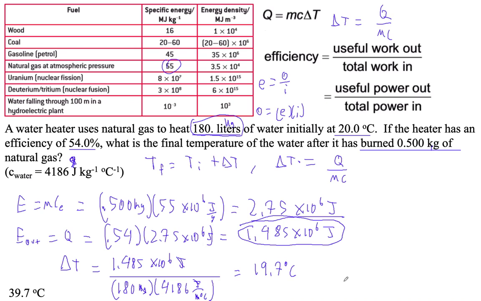Okay. So our final temperature is, what's our initial temperature? 20 plus the 19.7 degrees Celsius is 39.7 degrees Celsius. Ta-da! So anyway, it's a little bit tricky. Not too tricky.